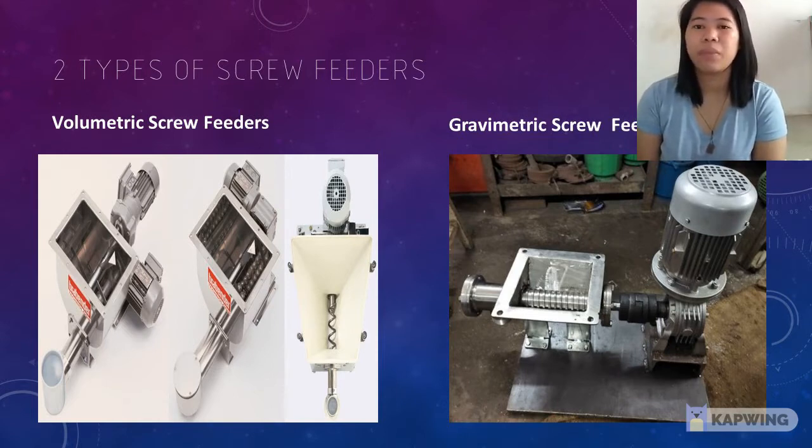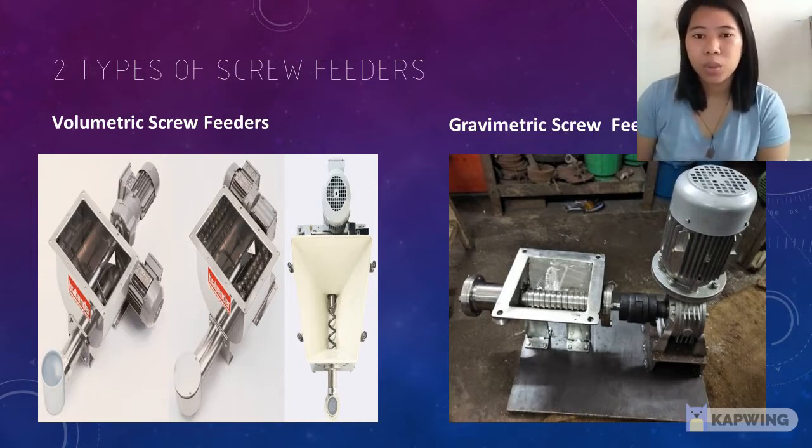This one measures in weight per unit time. To sum it up, the difference between the two feeders is crucial only in the quality of the proportioning operations, since the volumetric screw feeder measures in volume per unit time, and the gravimetric feeder measures in weight per unit time. And we can see in the picture that they look the same.